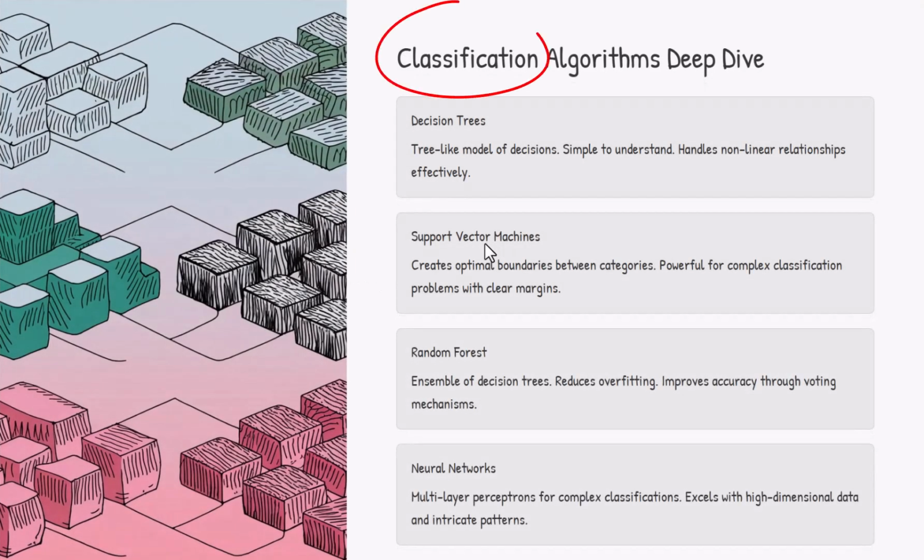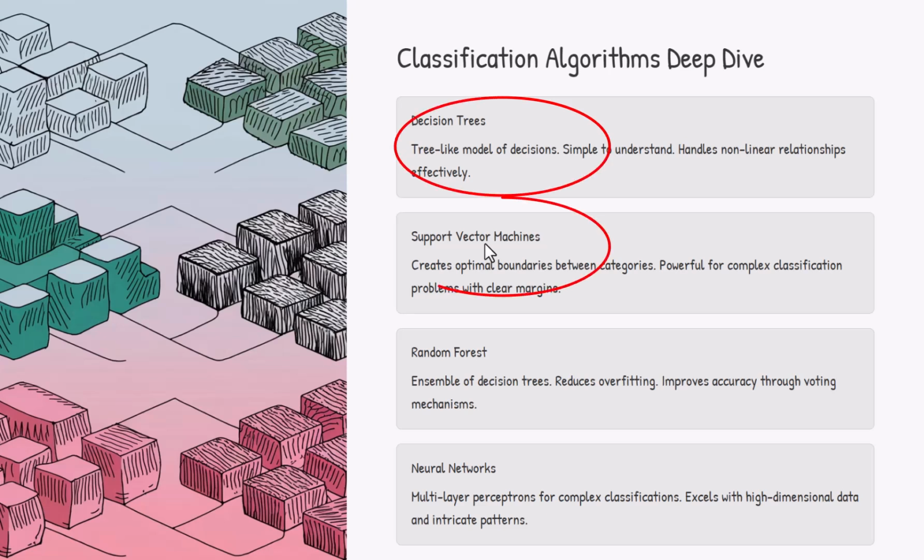Classification is about assigning labels. Is this email spam or not? Is the tumor malignant or benign? This is ideal when the outcome is discrete. Some of the most common classification algorithms include logistic regression, decision trees, support vector machines, and neural networks. To evaluate them, we use metrics like accuracy, precision, and recall, which we'll touch on later.